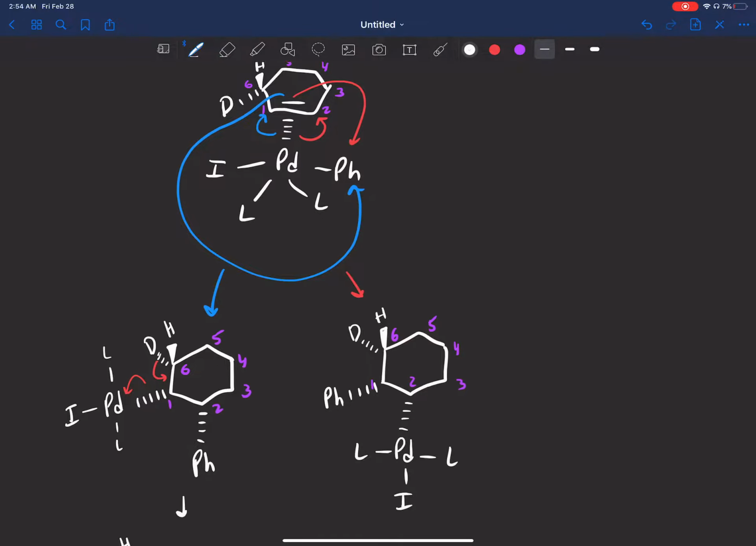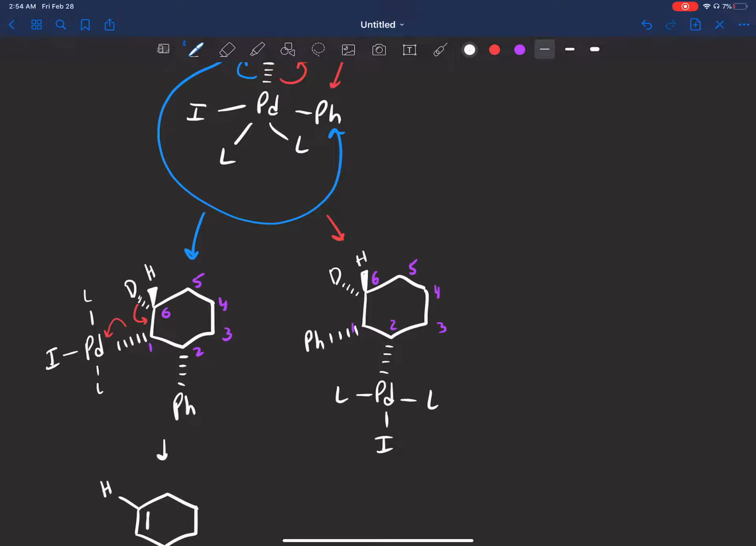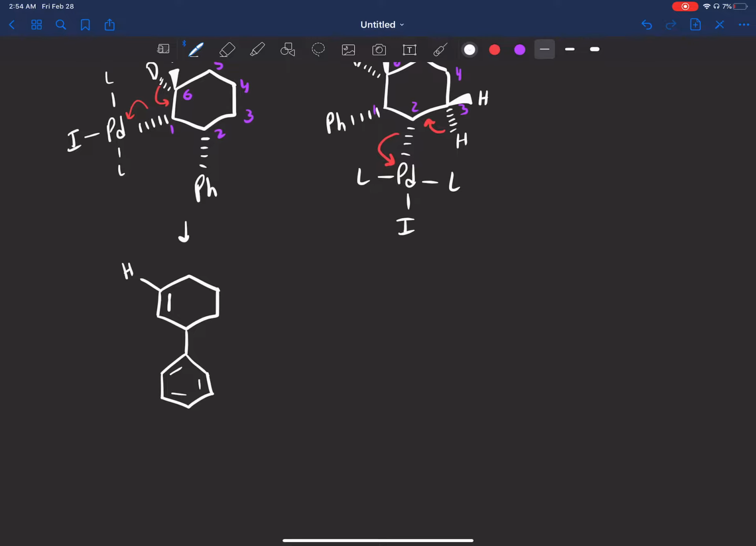All right, so now we can do our elimination. Remember, we want to kick the metal out, so be careful. In this case, the deuterium and the hydrogen on carbon 6 are too far away. So instead of carbon 6, we're going to look at carbon 3. All right, carbon 3. And on carbon 3, we have this wedged hydrogen and a dashed hydrogen. Again, remember, syn elimination. So the dashed hydrogen comes down, kicks this palladium out. The product looks like this.